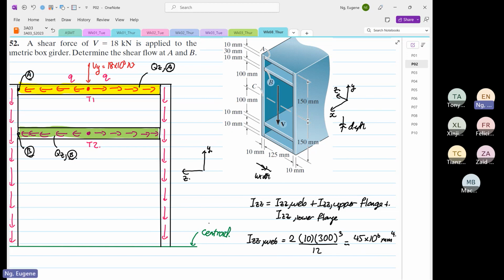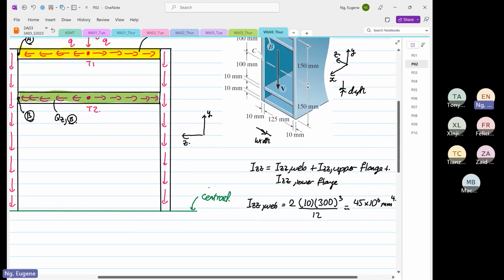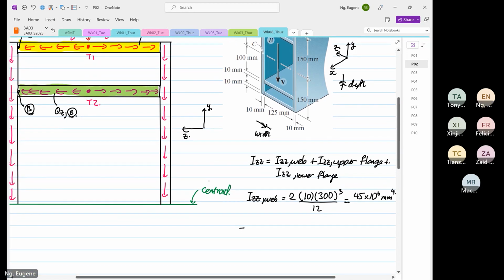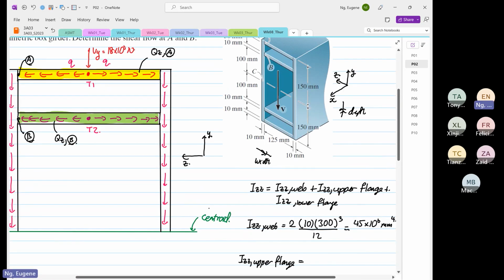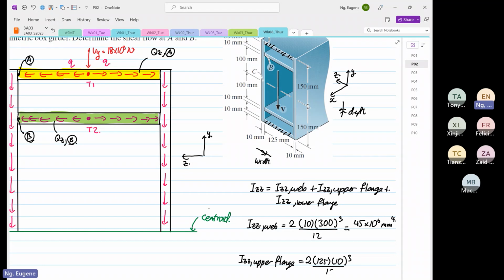So I've considered left and right. So IZZ for the upper flange. Okay. So because upper and lower, below there's one, so this is the section I'm interested in now. The one at the top and the one at the bottom. So that's why we put twice. Width is equal to 125. Depth is 10 cube over 12.